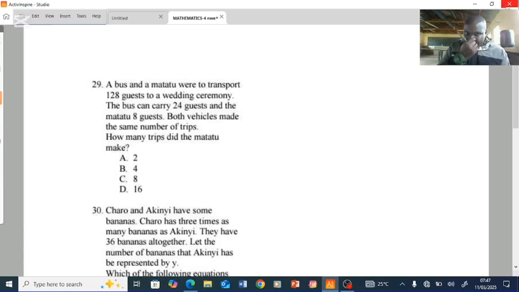A bus and a matatu were transporting 128 guests to our wedding ceremony.